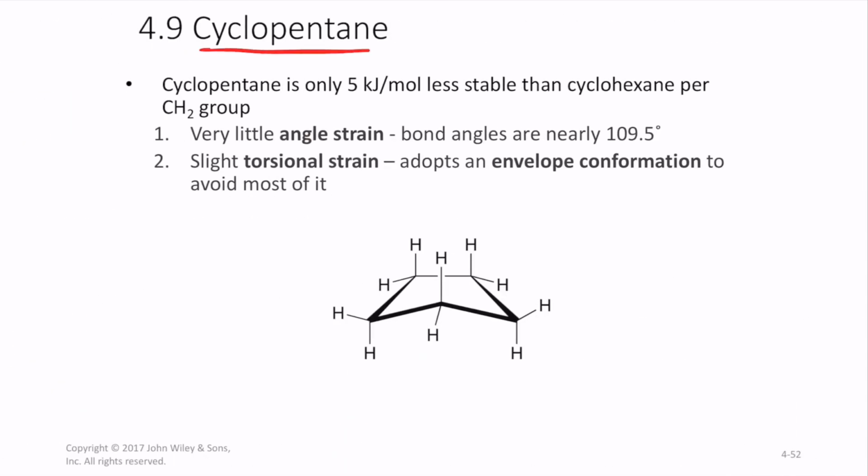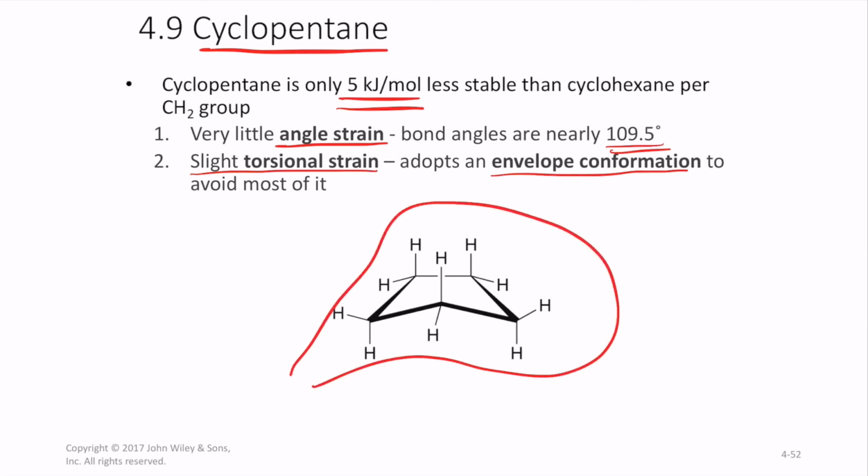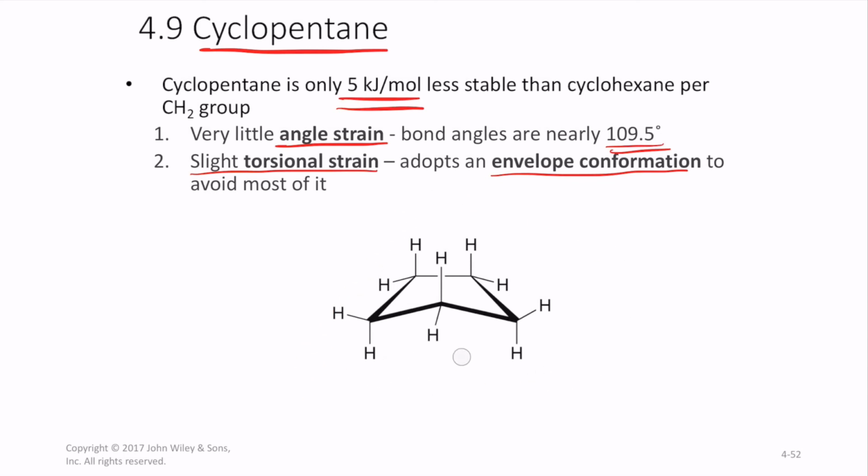Next is cyclopentane. Cyclopentane is only 5 kilojoules per mole less stable than cyclohexane. Cyclopentane has very little angle strain because the bond angle is nearly 109.5. That's why it's generally the most stable one, and it generally has very little torsional strain because it adopts an envelope conformation. If you look at the original structure of cyclopentane, it looks somewhat like an envelope. This enveloping structure is what makes it more stable.